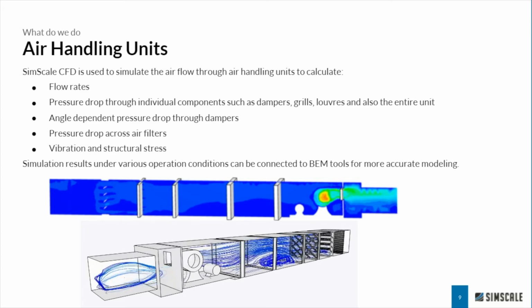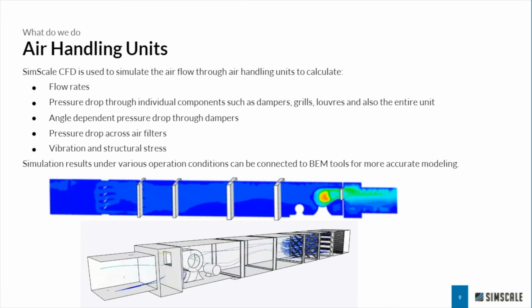And as a more complex, or maybe not necessarily more complex, but on a larger scale, we can also assess air handling units. So here we are interested in a lot of different parameters. For example, the flow rates through the air handling unit, the pressure drop through the individual components, such as the grills, dampers, the louvers, and in the end, throughout the entire unit.